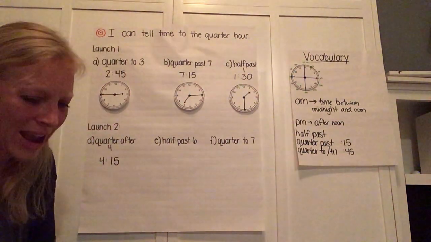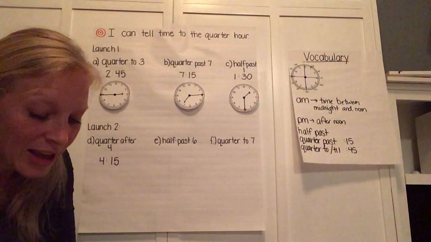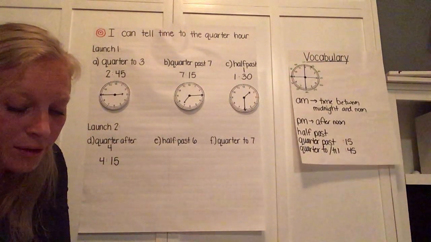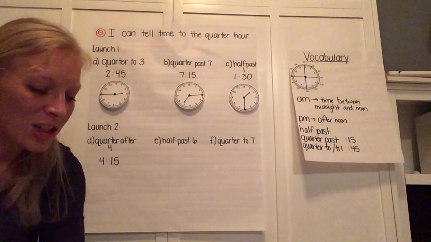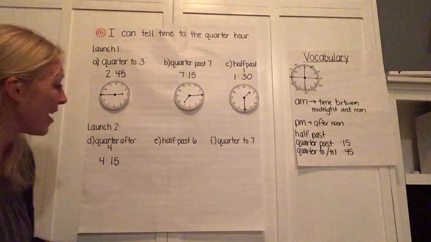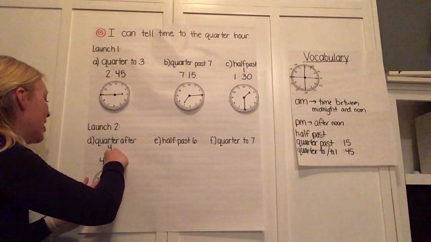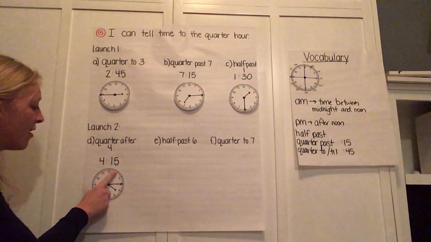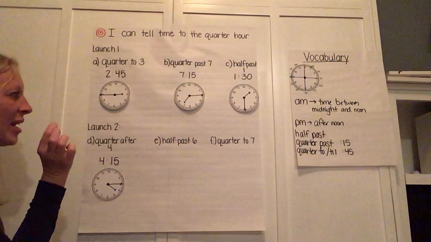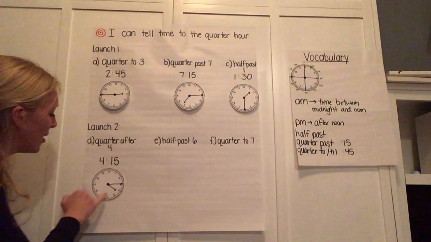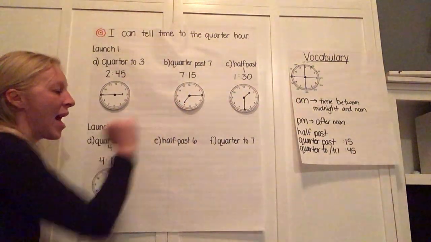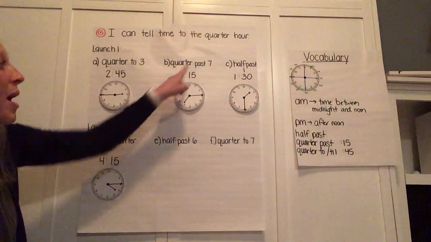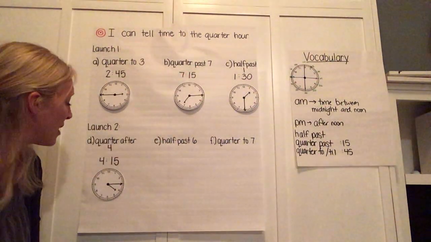And what would my analog clock look like if it's a quarter past 4? Much like my quarter past 7, right? My minute hand is on the 15, or on the 3, or the 15 if we count by 5s. 5, 10, 15. And my hour hand is just a hair past that hour because it's a quarter after 4, quarter past 7. Those two things mean the same thing.